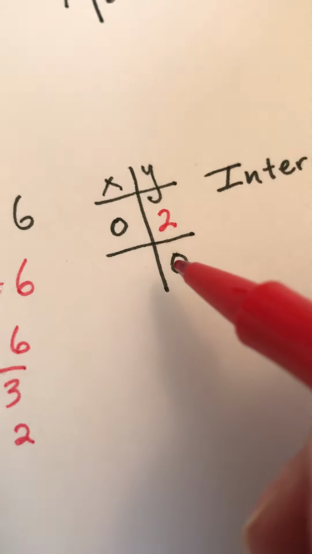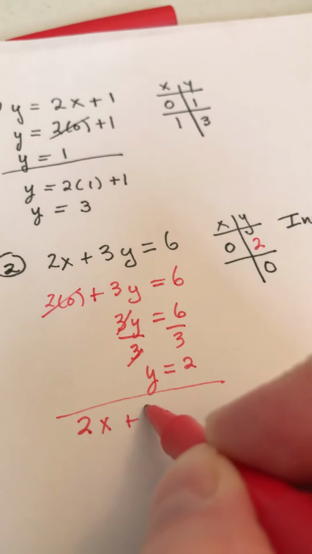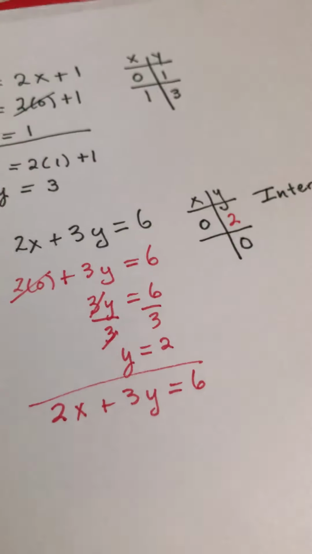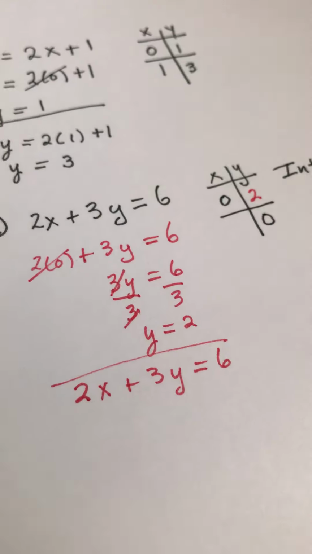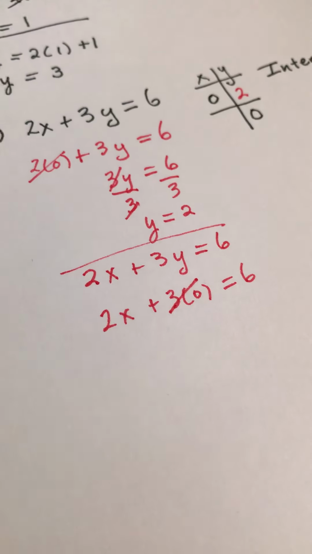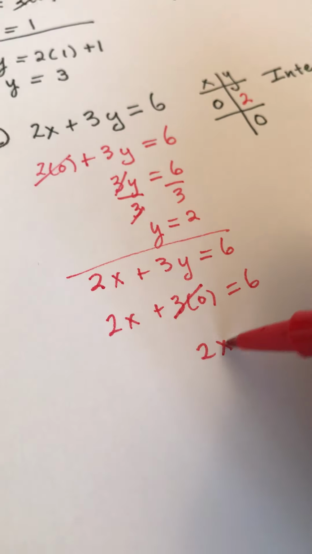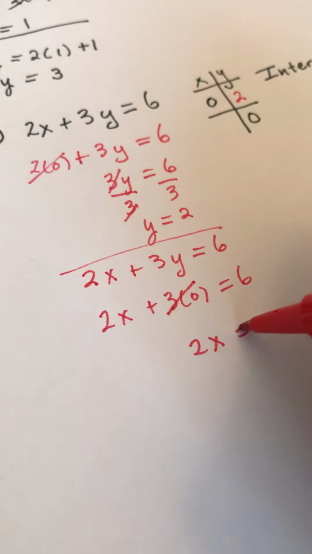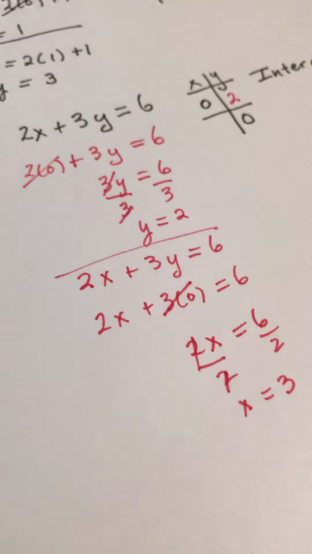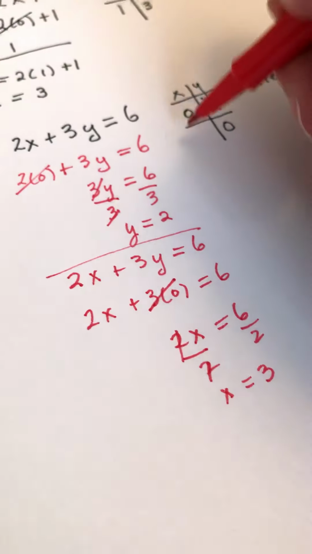I am going to now plug in 0 for y. All right, so let's come over here. You start over, write down your equation. 2x plus 3y is equal to 6. I'm going to plug in 0 for my y, like that. And now my y's wiped out, and I have just 2x is equal to 6. And then divide both sides by 2. And I have x is equal to 3. All right, so I'm going to put that back in my chart.